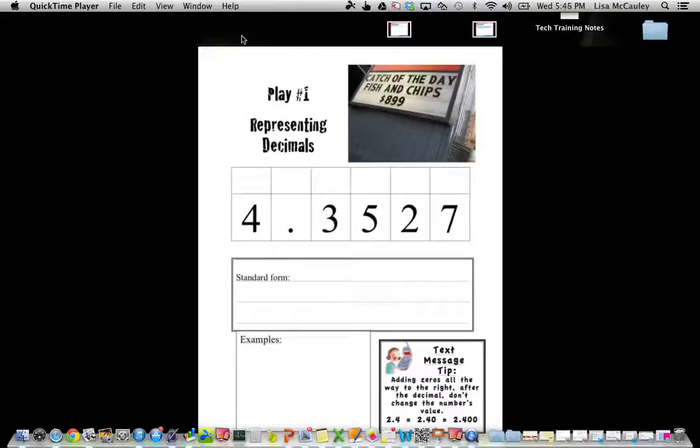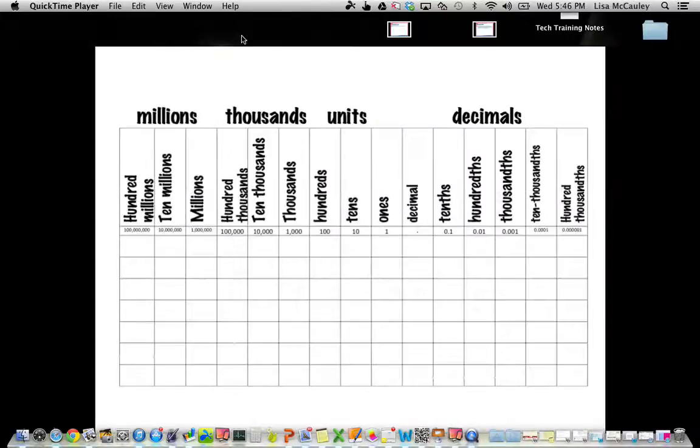Okay, I'm going to have you open two things in your notes. I want you to have this document, play number 1, representing decimals. That's our notes. I also want you to have the place value chart, which you should have found in your math resources section. I want you to have both of those. You can keep this in your notes for now because we'll probably go back and forth between the two documents to help you out. But I want you to have both of those.